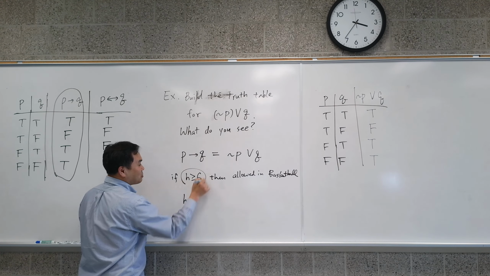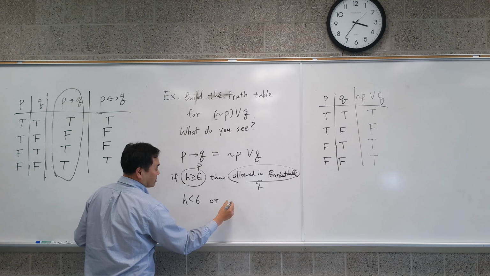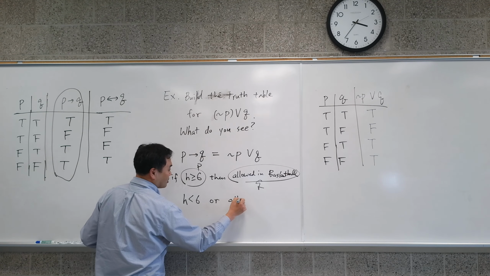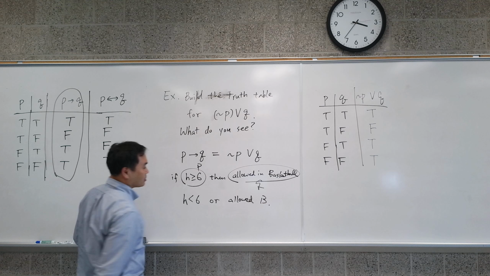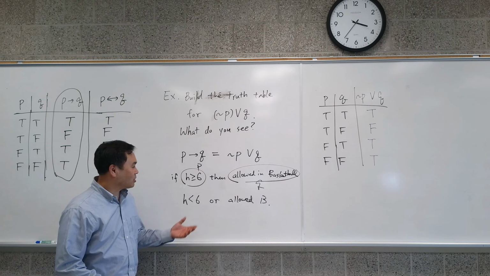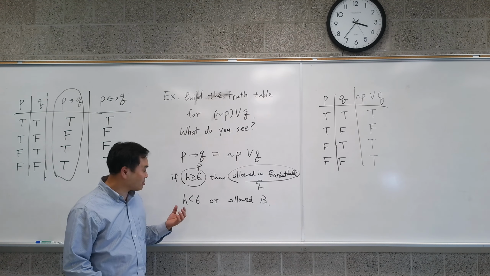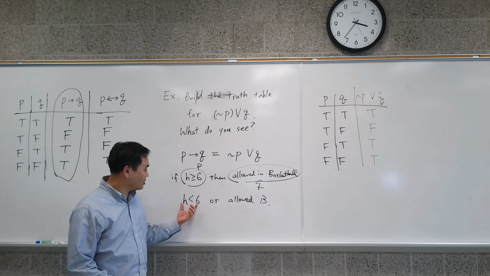So if this is P and this is Q, let's say H less than 6 or allowed in basketball. Okay. So what does that mean? That means for any student in that high school, you can say the following: it could be that that student is less than 6 feet tall, or it could be that that student is allowed in basketball. Okay. And we're saying that these two statements are saying the same thing.